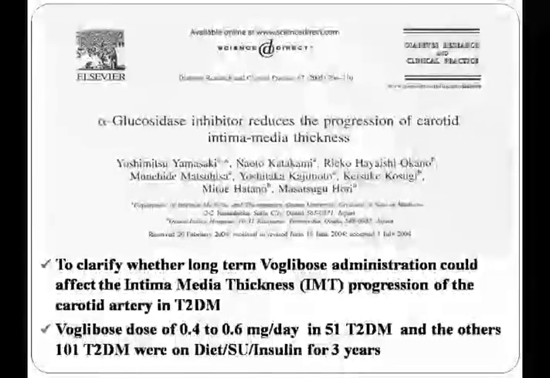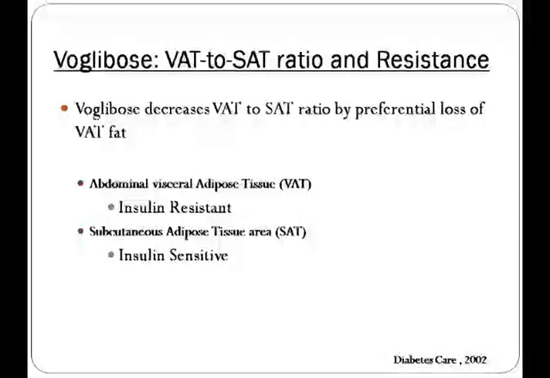Alpha-glucosidase inhibitors reduce the progression of carotid intima media thickness, again showing their beneficial effects. Voglibose has been found to actually decrease the visceral adipose tissue, and the ratio between the visceral adipose tissue and the subcutaneous adipose tissue has been improved in users of Voglibose, adding another beneficial angle to the use of Voglibose in our regular therapy.